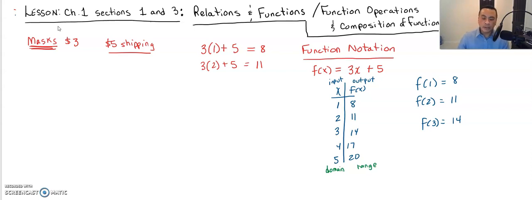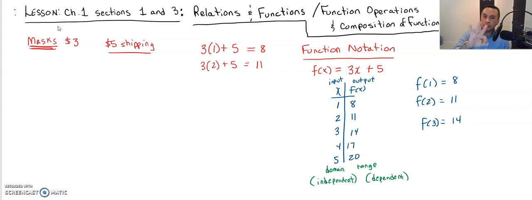Other terms they are referred to by are the independent variable and the dependent variable. The x is the independent variable, and the range is the dependent variable. And I'll explain why that is the case. You choose how many you want to buy.